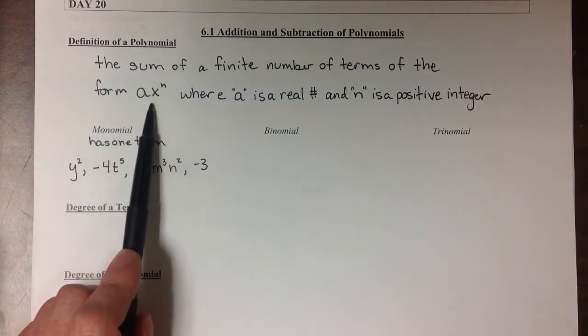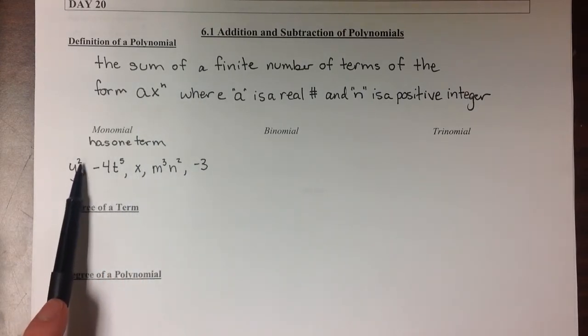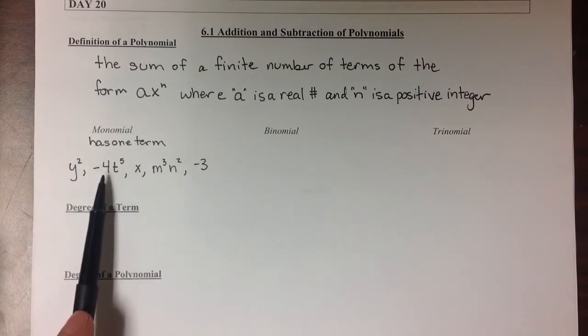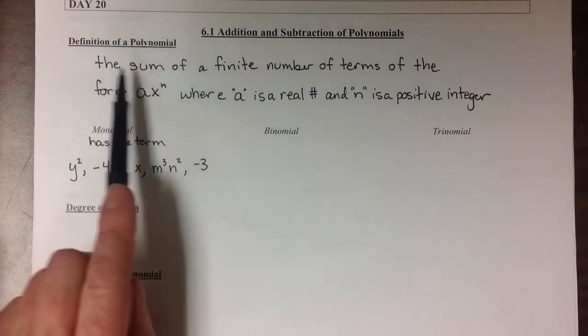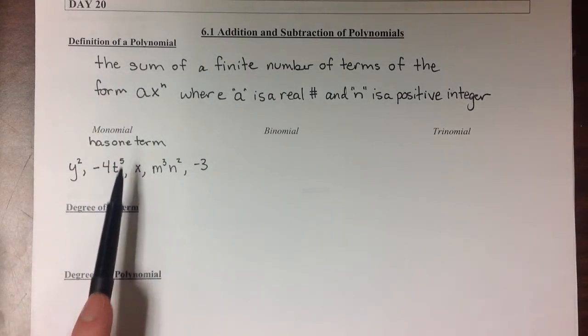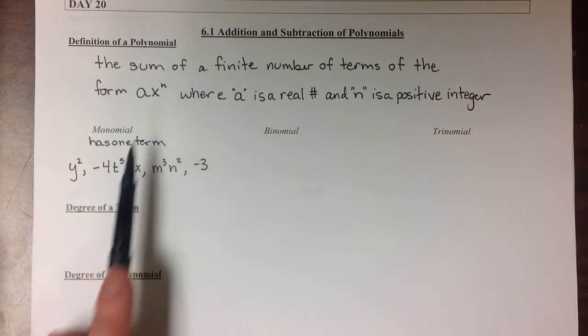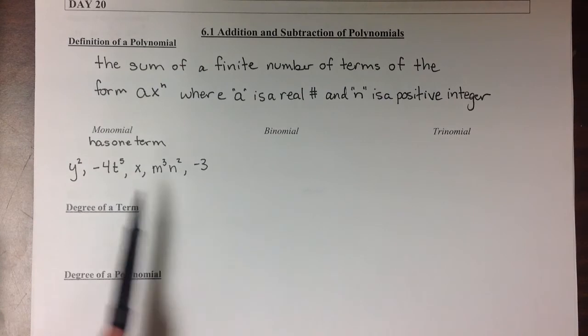So you can see that they all fit this a times x to the n form. In this one, our a is a 1, and our n is a 2. Here our a is a negative 4, so when you see this in a string it's going to look like subtraction, but we'll be adding a negative 4t to the 5th. This one has an x where n is a 1 and its a is also a 1.